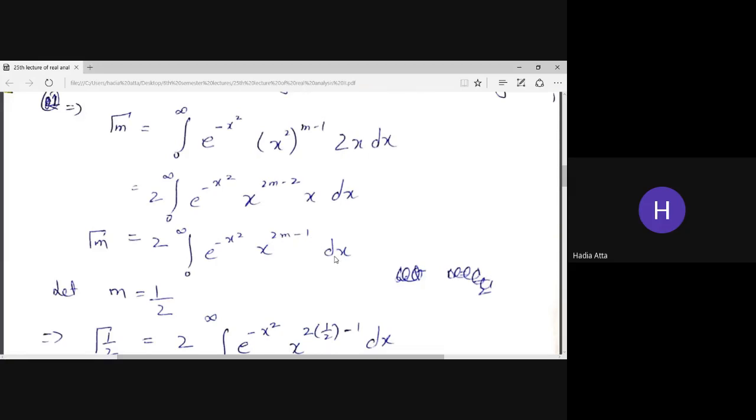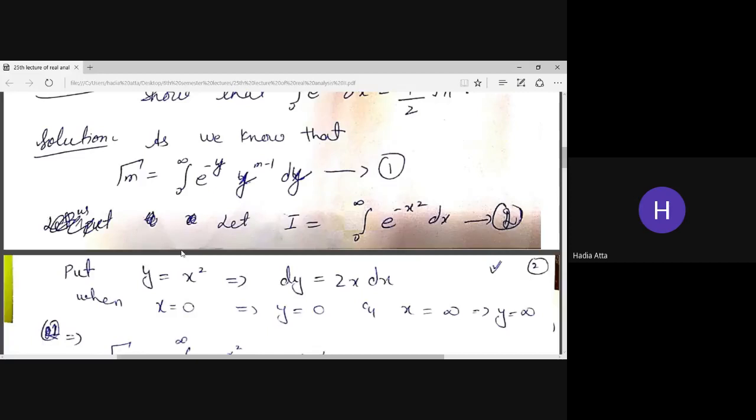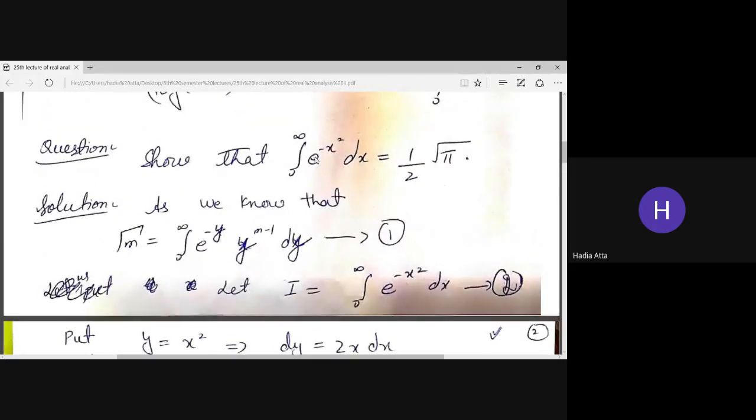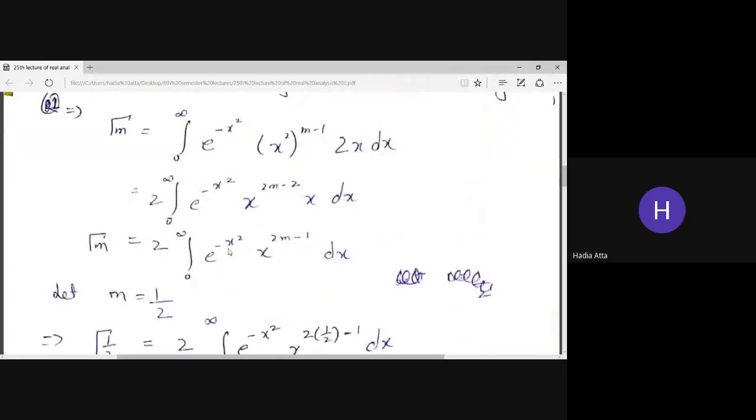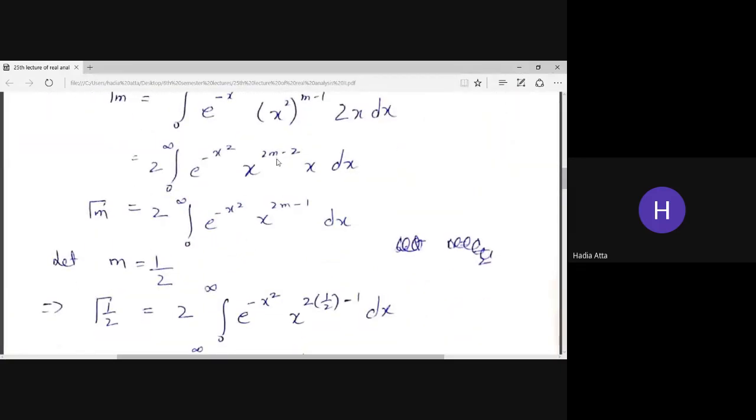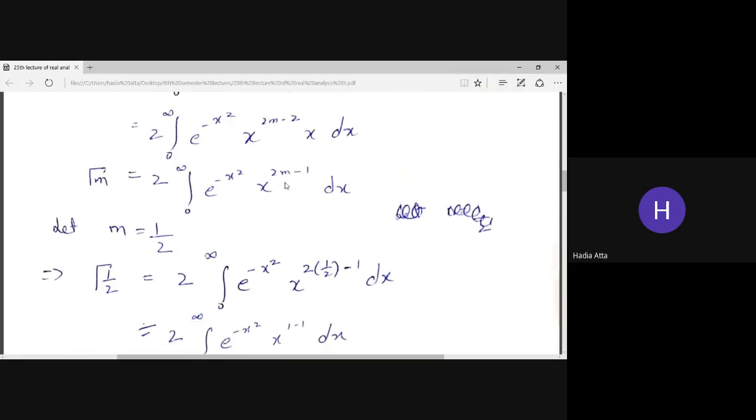Okay, so now what do we have to solve? We have to solve this one, e to the power minus x square. Okay, so here we have e to the power minus x square, so what we have to do, we have to take the value of m such that the power of x becomes 1.